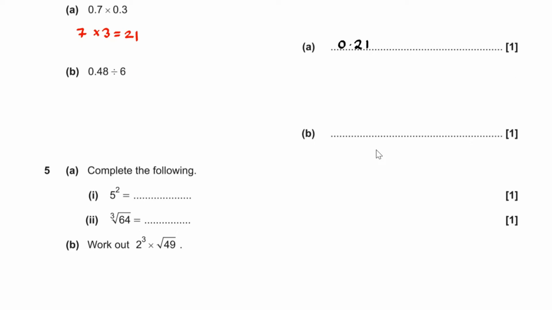And now for part B, we have to work out 0.48 divided by 6. Well, if we had 48 divided by 6, this will equal 8. But you can see, comparing the 0.48 with the 48, 0.48 is 100 times smaller than the 48, and so therefore dividing the 8 by 100, we end up with 0.08.